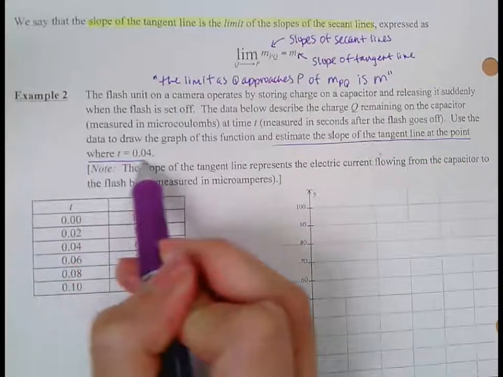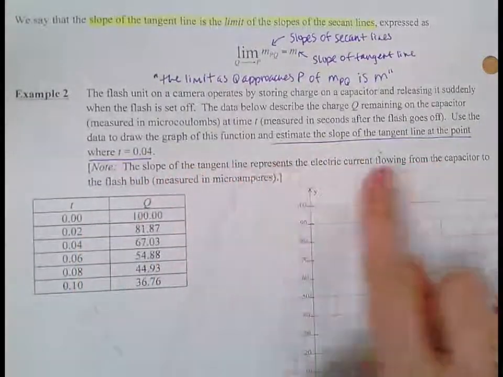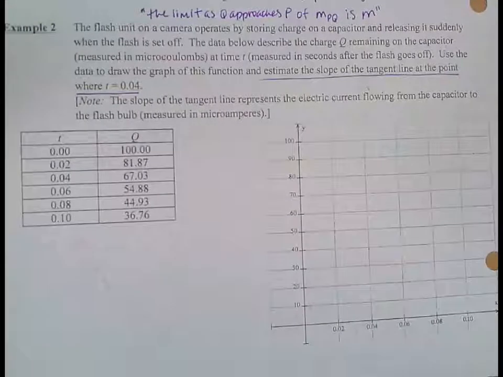So ultimately, that's what we're trying to find. And I did add a note. It was given within the problem because at this point, we're not necessarily asked to interpret. We're trying to find these limits first. So the slope of the tangent line in this scenario represents the electric current flowing from the capacitor to the flash bulb. So that's what it's representing. But ultimately, we're trying to find the slope of that tangent line.